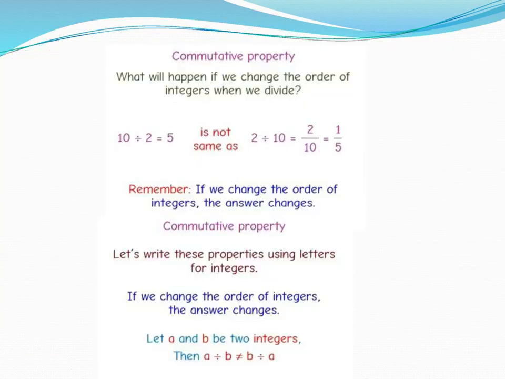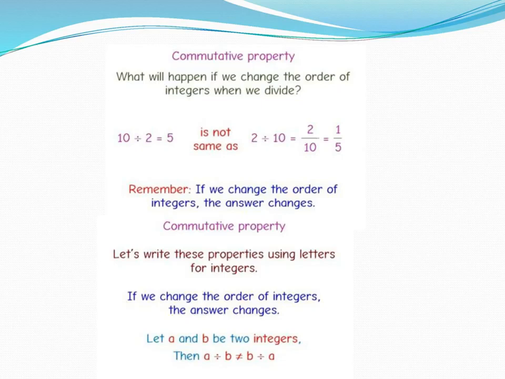Okay students, now we will check the commutative property over division. Suppose we take two integers: 10 divided by 2, we get the quotient 5. Suppose we change the order, that means we divide 2 by 10. 2 divided by 10 equals 1 by 5. 1 by 5 is nothing but 0.2, but 0.2 is not an integer.